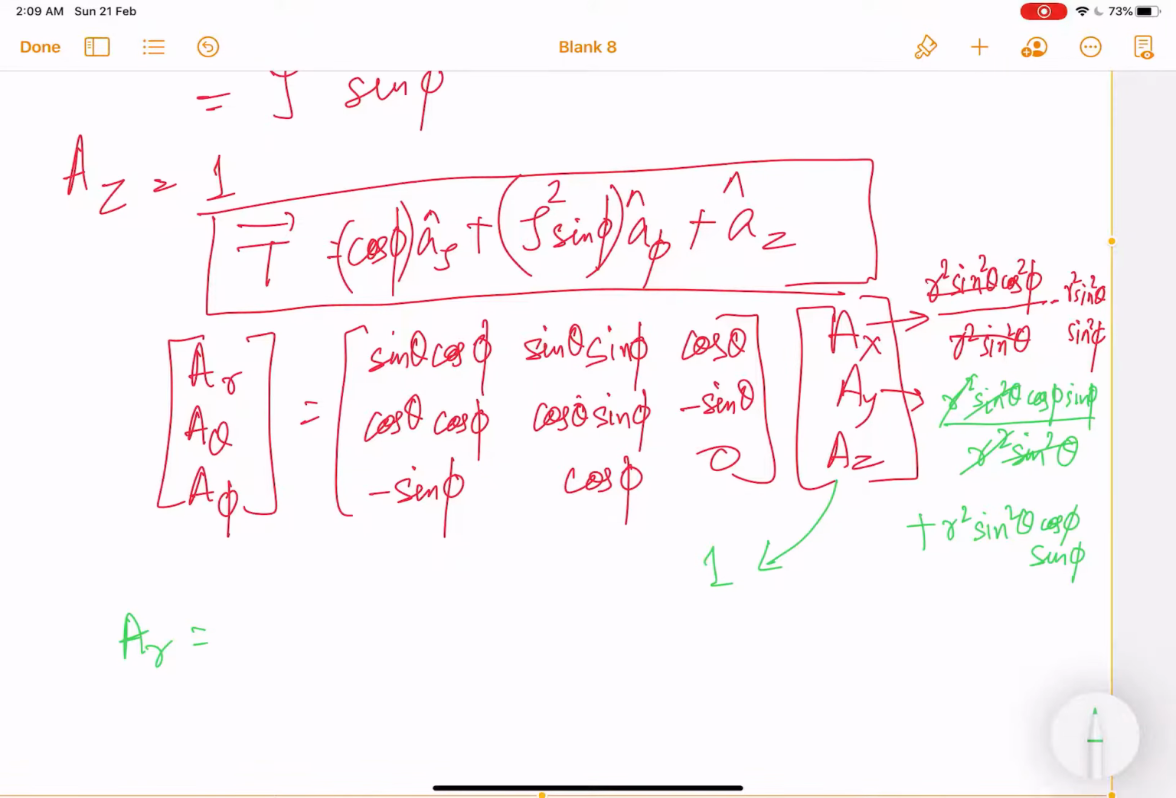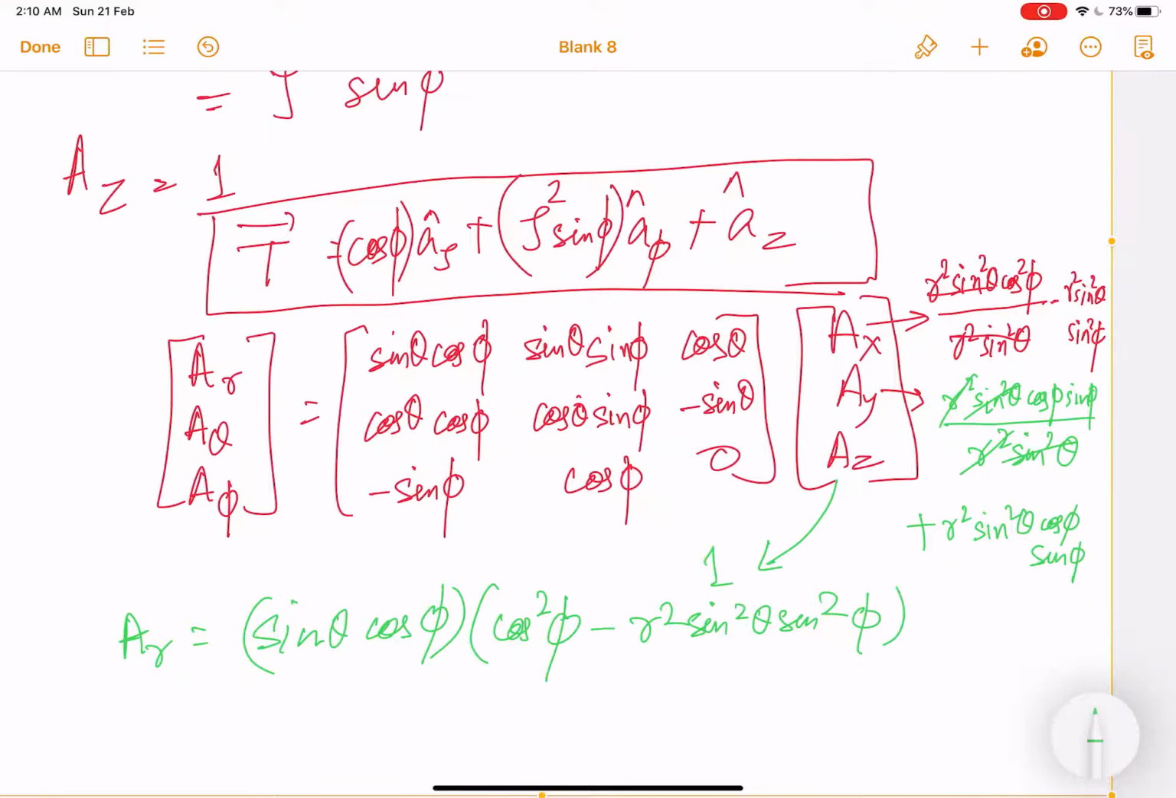AR will be equal to sine theta into cos phi, sine theta into cos phi, then I'll multiply it with this term, what is it? Cos square phi minus r square sine square theta sine square. Do with me, okay? And you must tell me if it's correct or not, what I'm doing.